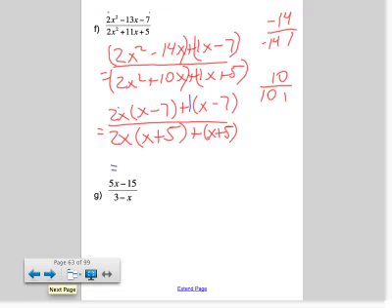I'm going to run out of room here. So now remember, what we can do here is we can take this 2x and the positive 1 out in front there, and we can combine those for 2x plus 1.